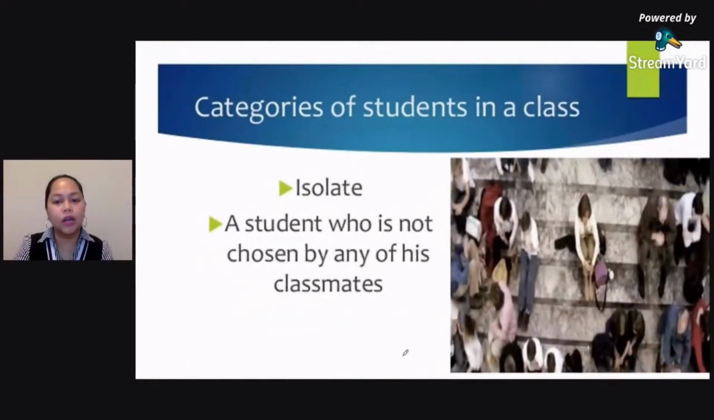Yung another category is an isolate. So this is the opposite of a star. This is a student who is not chosen by any of his classmates. So ito usually yung problemado sa isang klase, no, may problem siya sa kanyang social skills. He's an isolate or she's an isolate. So he or she is not chosen by any of the classmates.